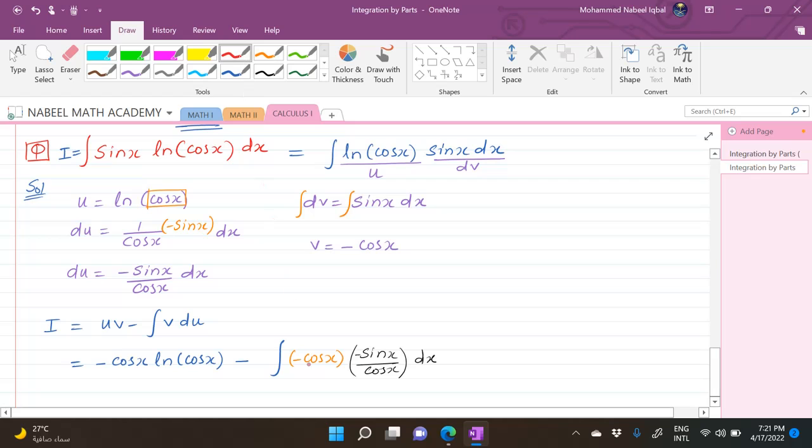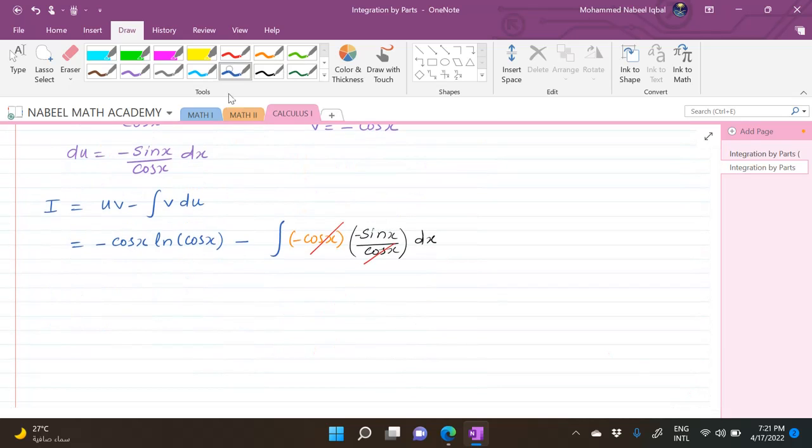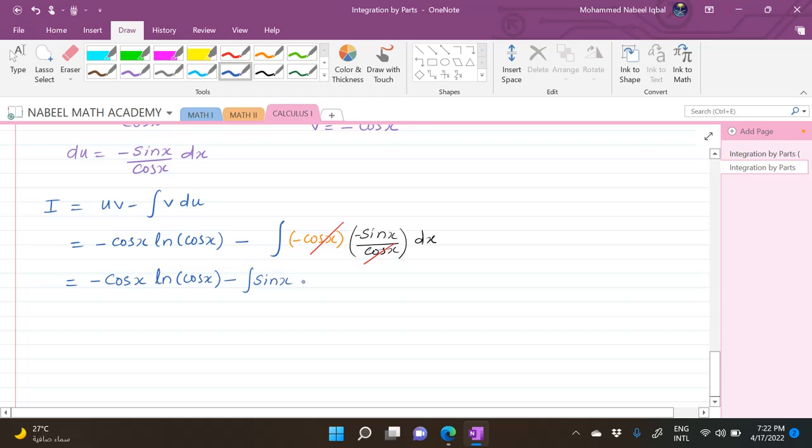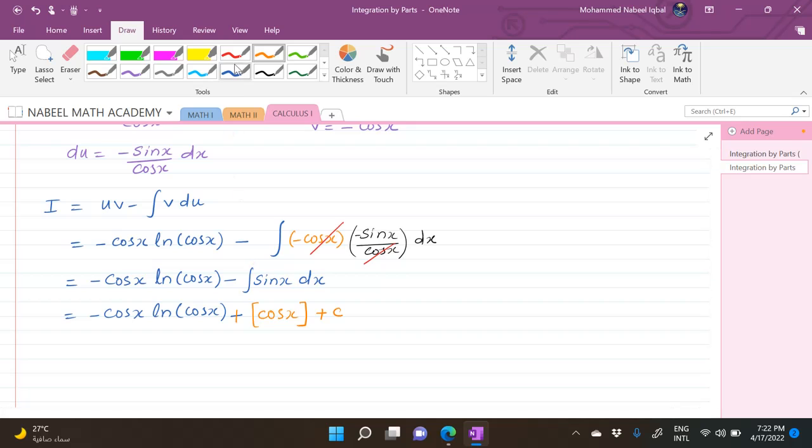So what simplification can you do? Cosine with cosine cancels. This minus and this minus become plus. Now the remaining function inside the integral is only sine x dx. When you integrate this, what happens? Minus cosine x ln cosine x minus the integration of sine, which is minus cosine, so minus of minus becomes plus cosine x, plus c, the integration constant at the last, since it is an indefinite integral.